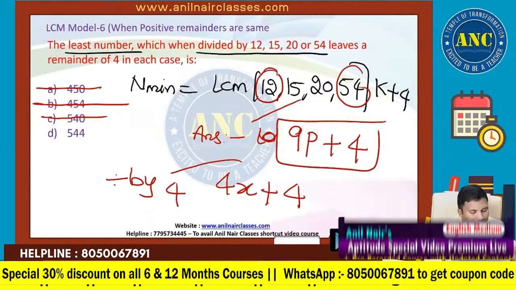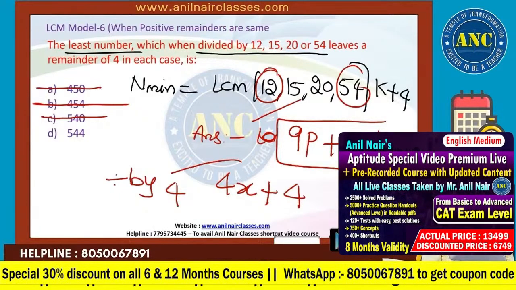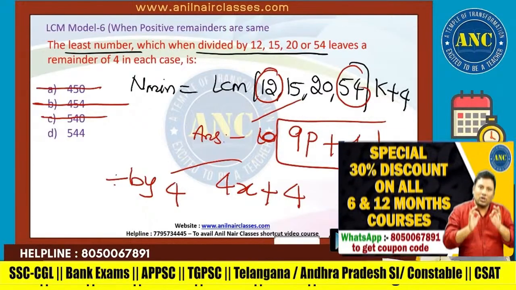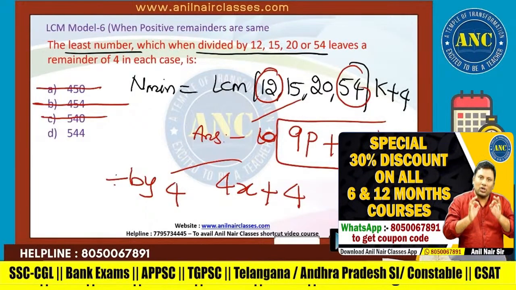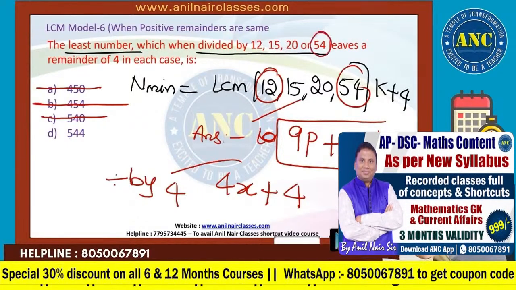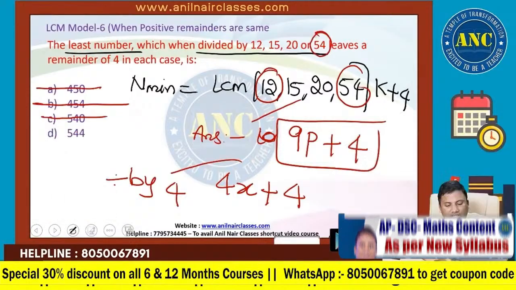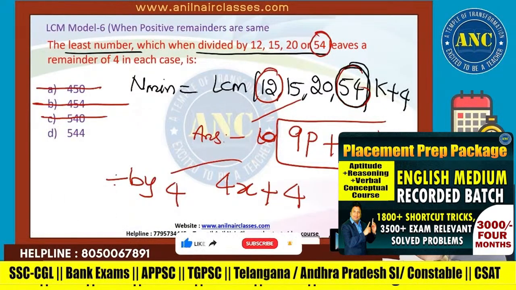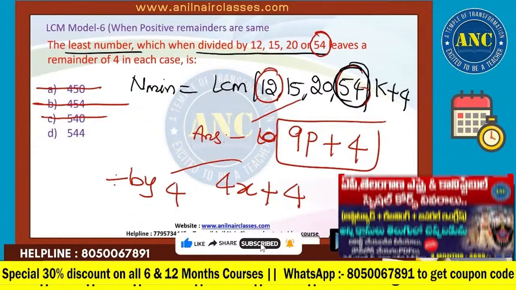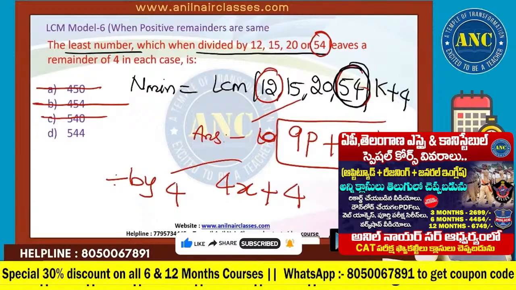The answer is 544. Again I am explaining. LCM of 12, 15, 20 and 54. The catch in this question is 54. In the morning 7 a.m. class we discussed: if one number's digital sum is 9, the answer's digital sum should also be 9.